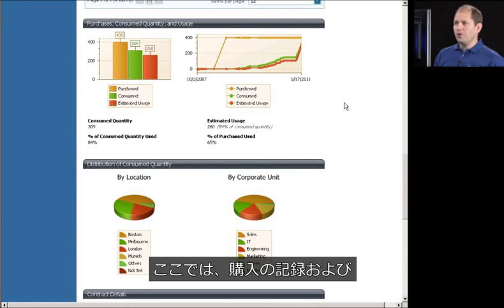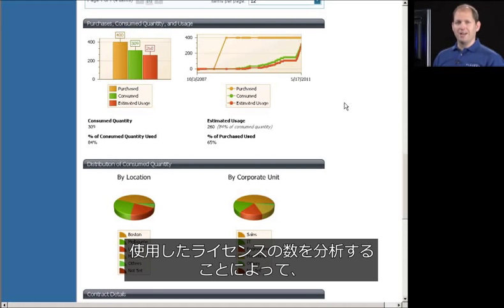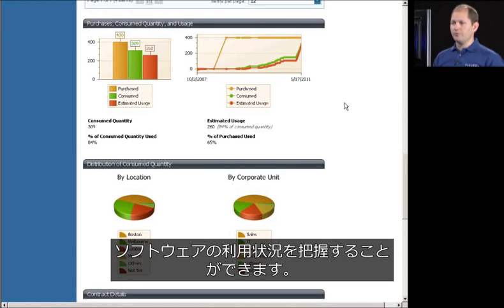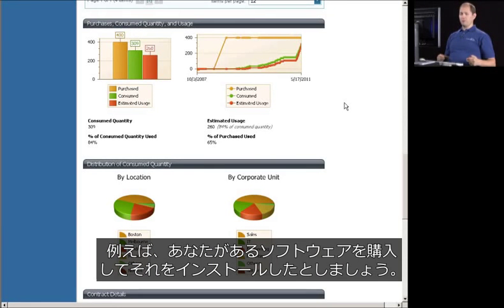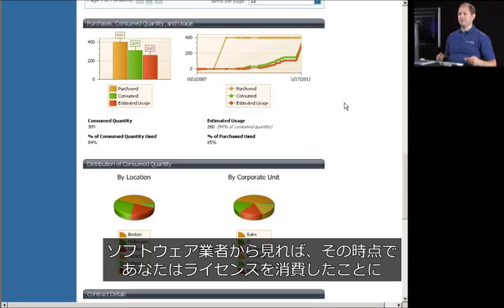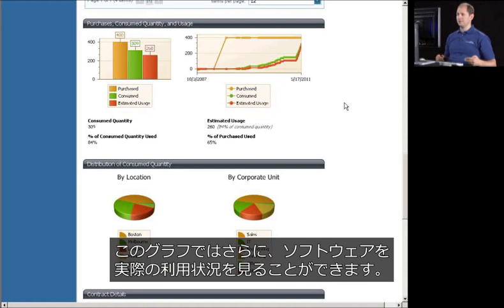Further down on that report, we can analyze the purchases, the consumed quantity, and understand the usage that we have on that software. So first of all, what is usage? Well, when you buy a license and you install it, according to the vendor, you usually consume the license at that point. So we mark consumed licenses in green to highlight that you're using those licenses.